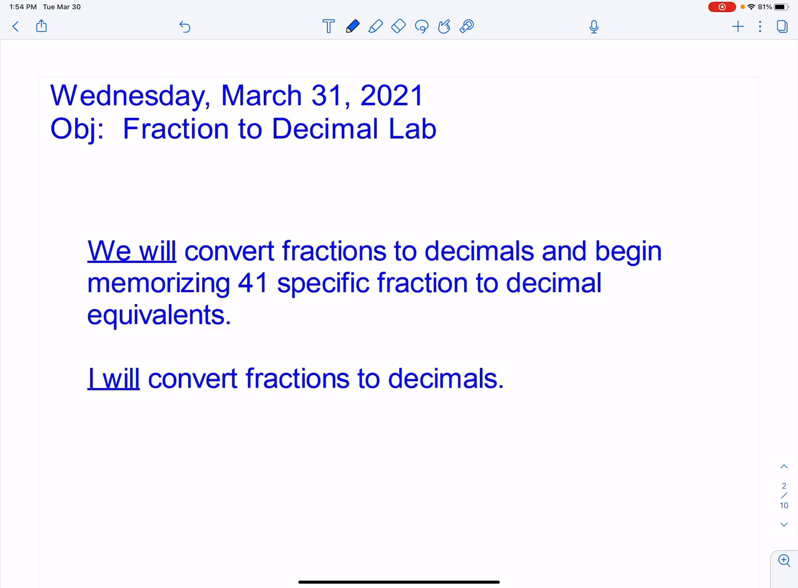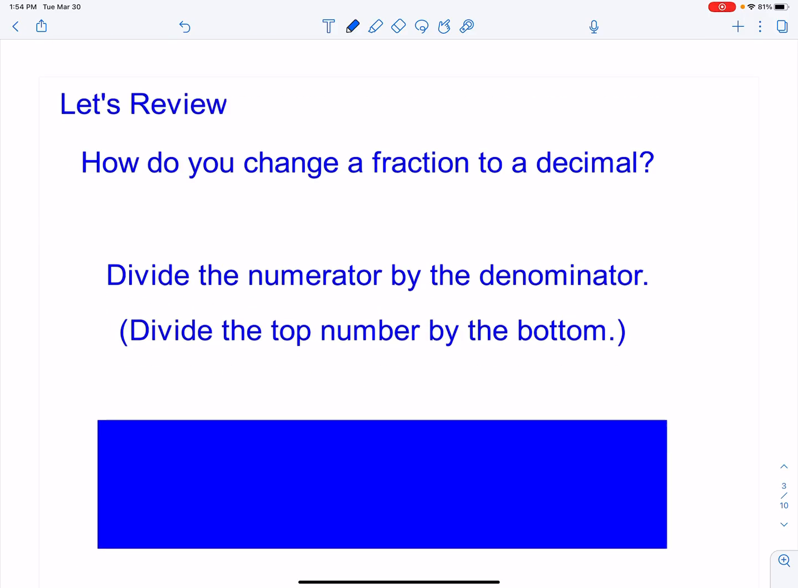The reason why I need you to memorize them is because it's going to help you out later on in math, whether it be in algebra, geometry, algebra 2, calculus. It's just good practice to have some of these memorized because it makes things faster when you're dealing with math later on. So, first question I have for you then is, how do I change a fraction to a decimal? Well, as you see on this page, all you have to do is divide the numerator by the denominator. In other words, divide top by bottom.